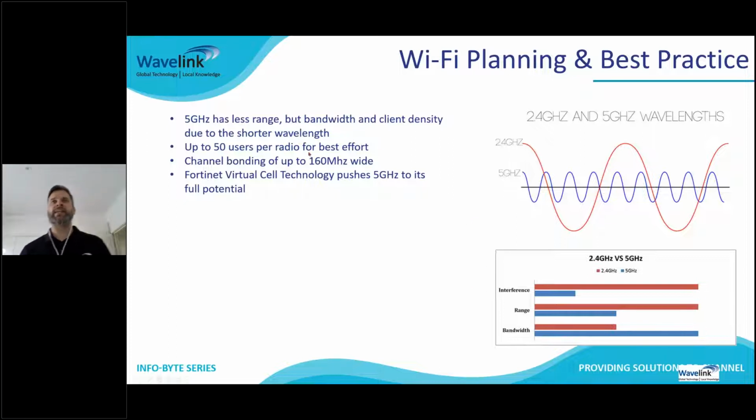So a good rule of thumb that's always worked for me when it comes to planning is 50 users per radio per AP. That being said, obviously that's looking at 2.4 and 5 gigahertz, unless you've got dual 5 gigahertz radios in your access points, which of course there's quite a few in the market, and Fortinet definitely have as well.